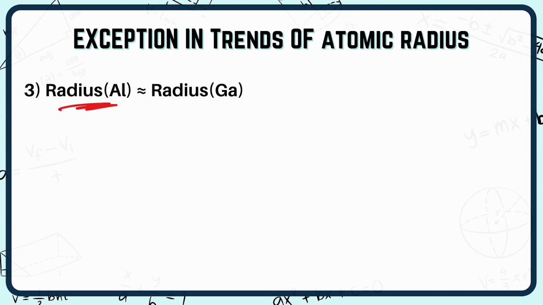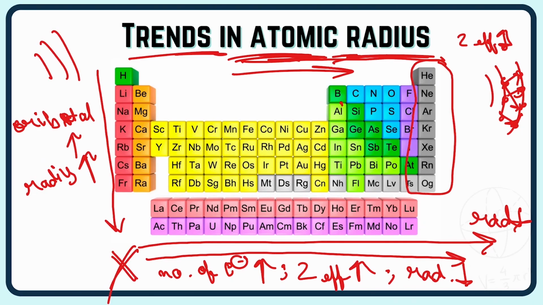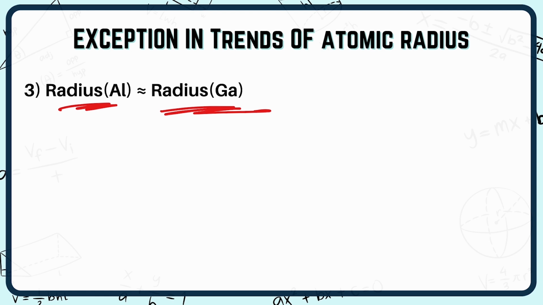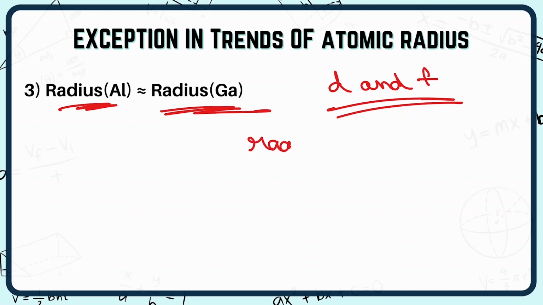Let's move on to the third: the radius of aluminium is equal to the radius of gallium. Let's go back to our periodic table. Here is aluminium. Here is gallium. How can they be equal? Because of the D subshell. When adding electrons to gallium, the D subshell gets filled here, but its screening effect is really poor. D and F both have a highly poor screening effect. This poor screening effect leads to a decrease in size, leads to domination of the attraction force here, which makes the radii of aluminium and gallium equal.